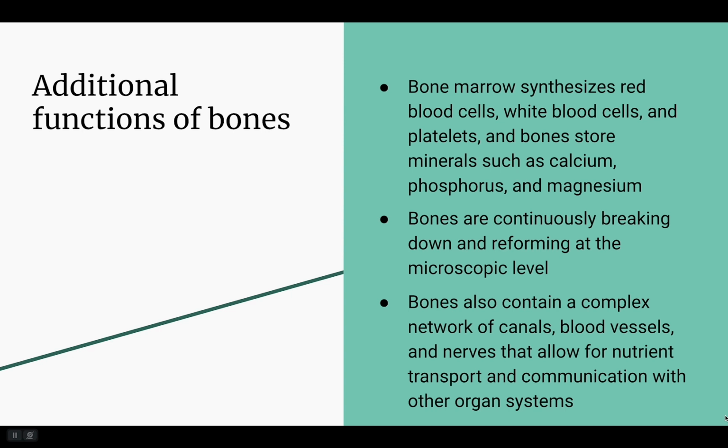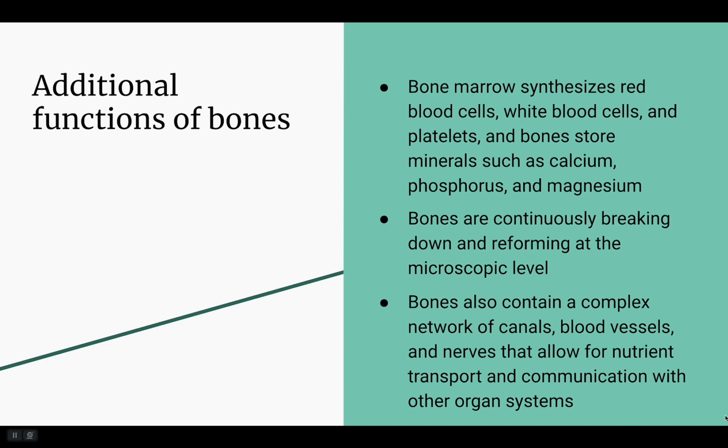Bone marrow synthesizes red blood cells, white blood cells, and platelets, and bones store minerals such as calcium, phosphorus, and magnesium. Although bone tissue may look inactive at first glance, bones are continuously breaking down and reforming at the microscopic level. Bones also contain a complex network of canals, blood vessels, and nerves that allow for nutrient transport and communication with other organ systems.